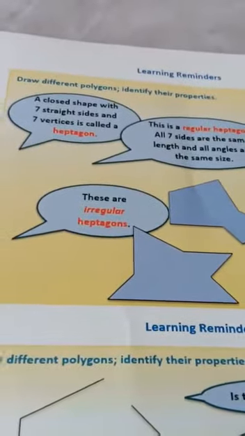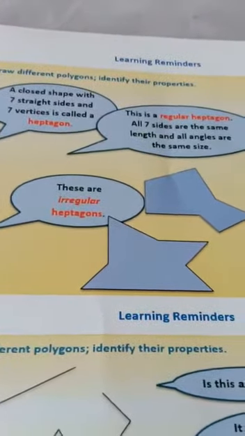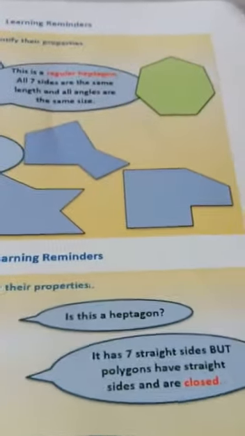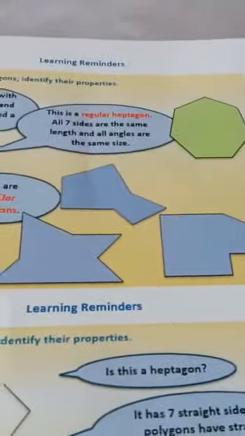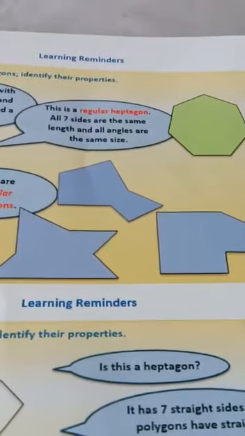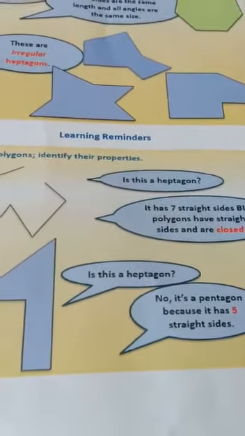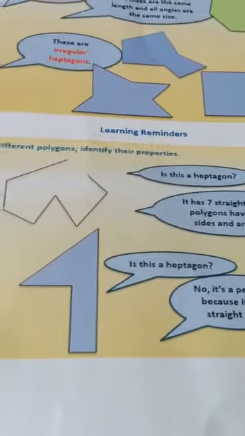Okay, so start off with read and follow the learning reminders about all the different names of the shapes, 7-sided figure, heptagon. And these are all the different shapes. Which ones are regular, which ones are irregular. And then with identifying these properties, these are different types of heptagons and which ones are not. If you have an open shape, is that a heptagon?